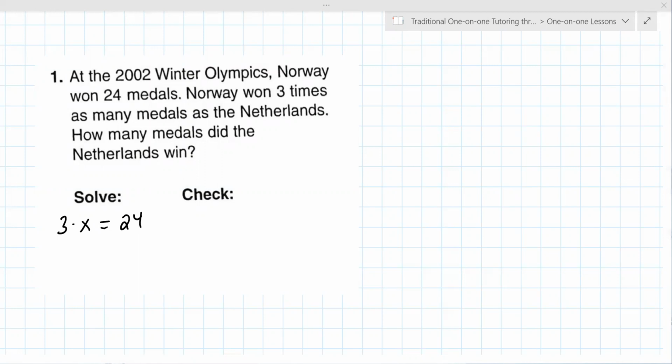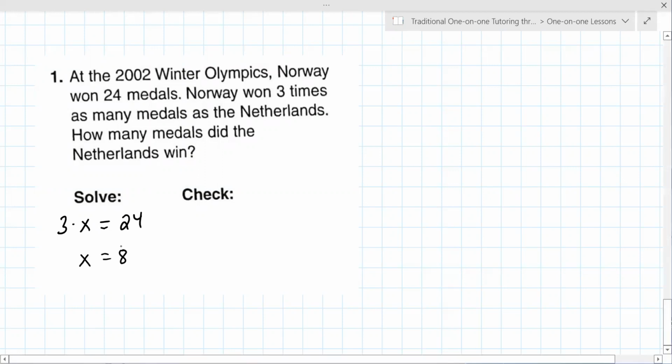Three times, so x equals 8. Yes, x equals 8, and x is the number of medals the Netherlands won. So your check is essentially undoing the division. It's 3 times 8 equals 24.